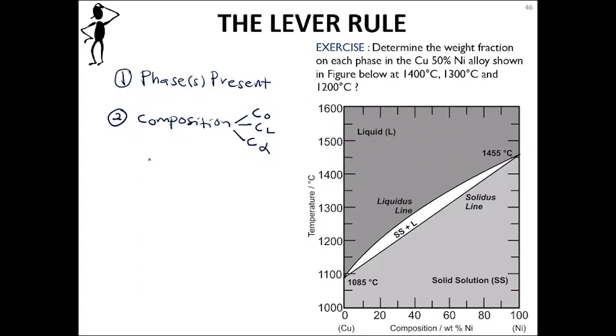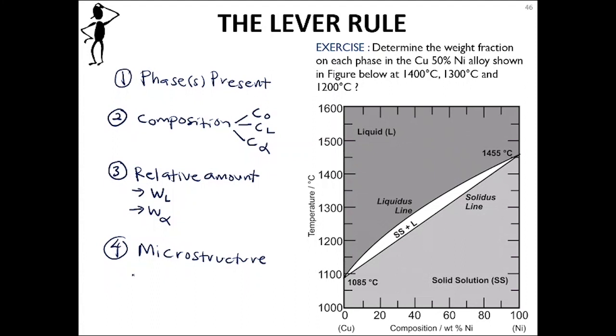The second step is we find the composition at that region. We either have C liquid, the composition of liquid, or the composition of solid, where I denote the solid with alpha in this case. And then the third step is we find the relative amount, where we get the weight percentage of liquid or weight percentage of alpha. Once again, I denote solid as alpha.